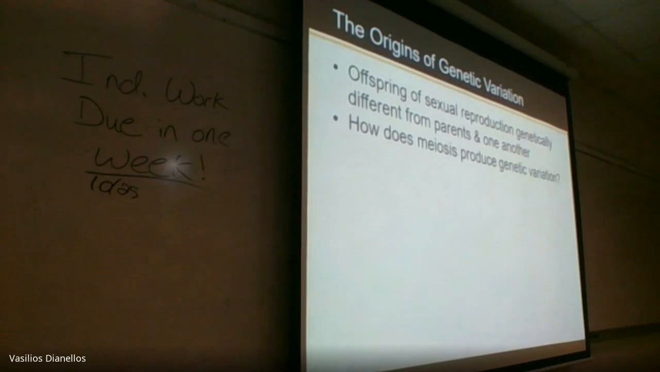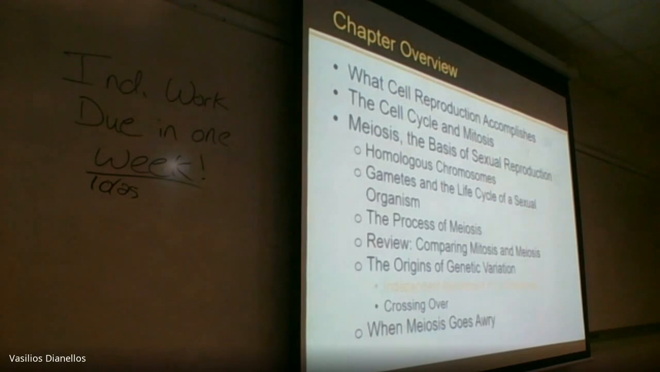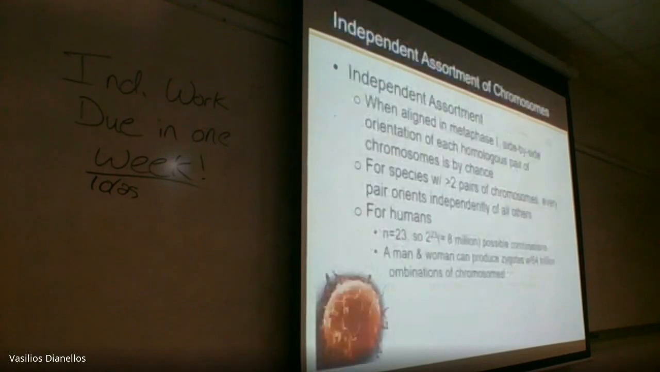All right, here's the first one. This first one, which is the independent assortment of chromosomes, is a little bit complicated. It's very important, and we'll talk about it again in upcoming chapters. There's a lot of words on that slide, but basically all we're saying here is that all the homologous chromosomes meet up in the middle for meiosis 1. We already know that.